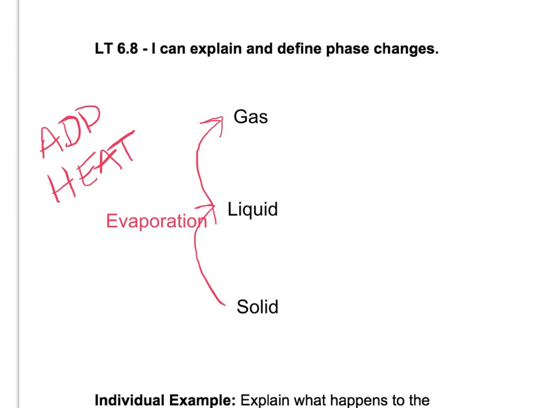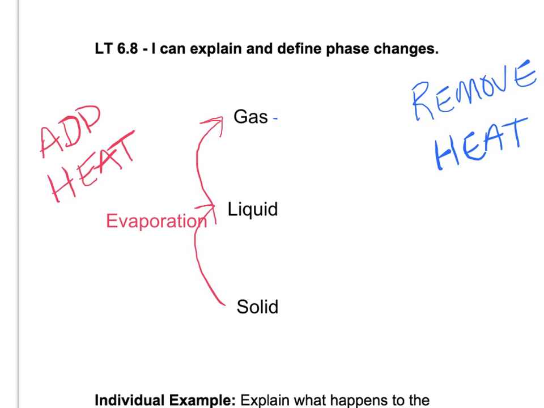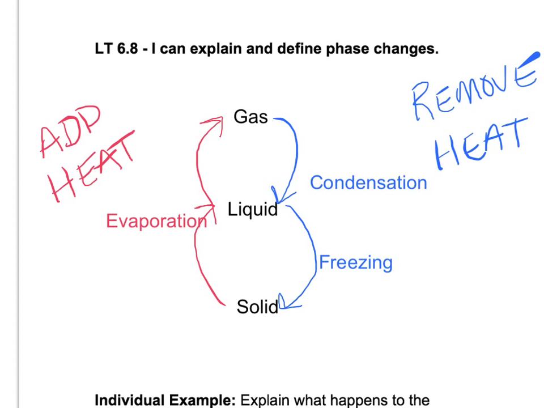Now the opposite would be removing heat. So that's going to be on the other side of our ladder. So let's start at gas. If we remove heat and go from a gas to a liquid, we call that condensation. If you remove more heat from a liquid and get to a solid, we call that freezing. Okay?